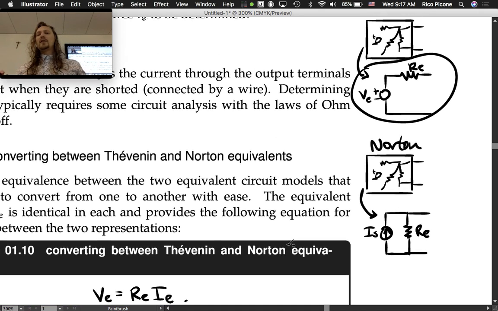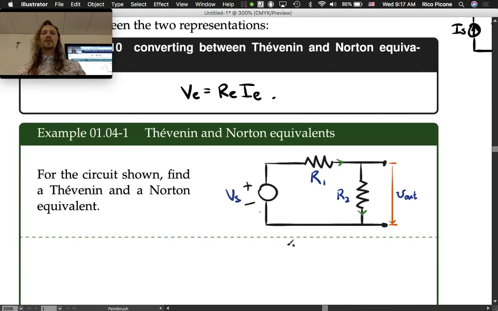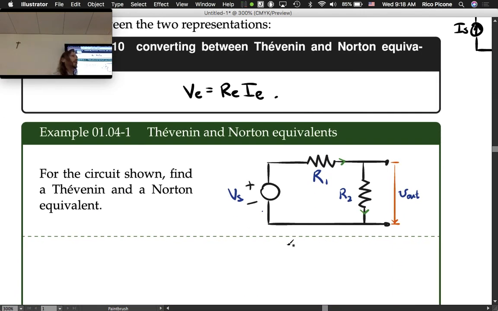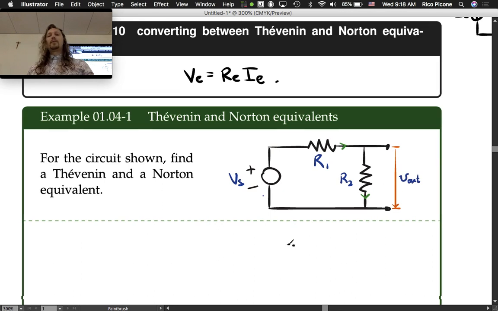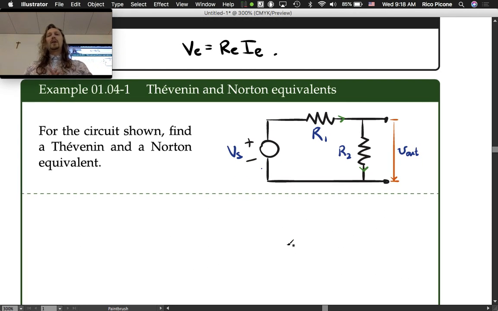And I wanted to mention, well, actually no, let's do the example. I think we're ready for an example. What do you guys think? Yep. Yeah, let's do it. So, for the circuit shown, find a Thevenin and a Norton equivalent. Pretty simple circuit. And we are interested to find the Thevenin and Norton equivalents for it. So, it's kind of weird to want to simplify a very simple circuit. But even in this simple example, we have all of the interesting stuff happen in it.